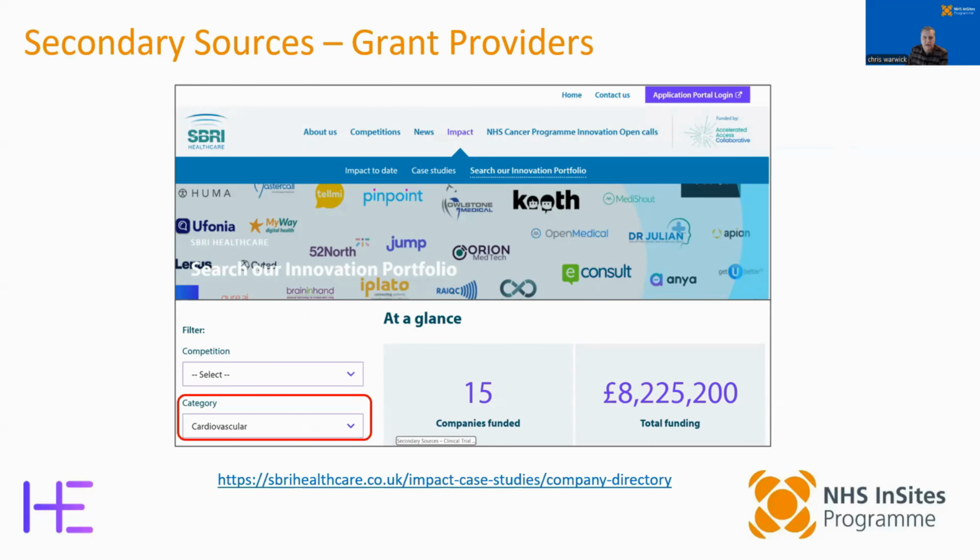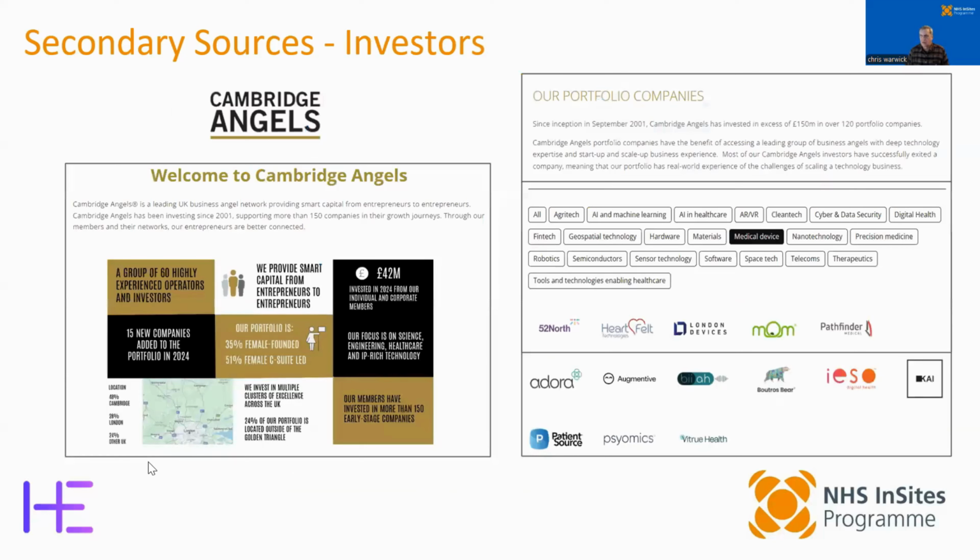Similarly, there's the SBRI Healthcare program. They have a database where you can search which different innovations have received funding in different clinical areas. So you see there are 15 funded in the cardiovascular space. You can also identify which innovations are being funded from angels or venture capitalists. So this is an angel investor, Cambridge Angels. You can see which companies they're investing in on the right-hand side.